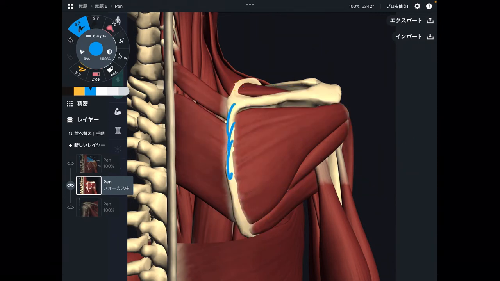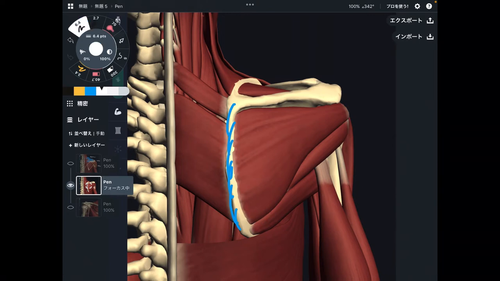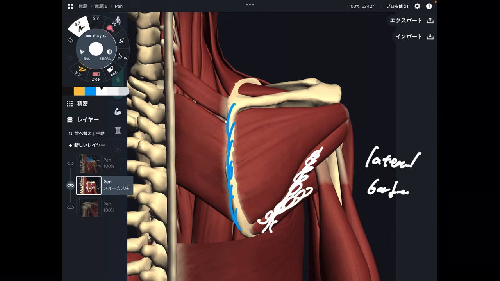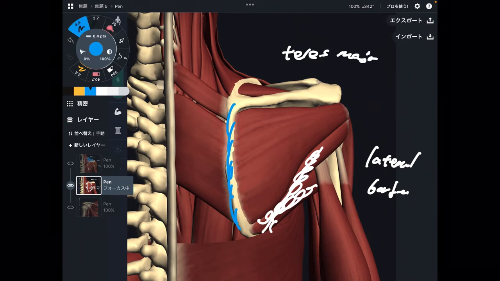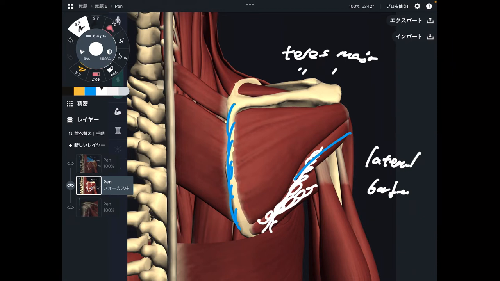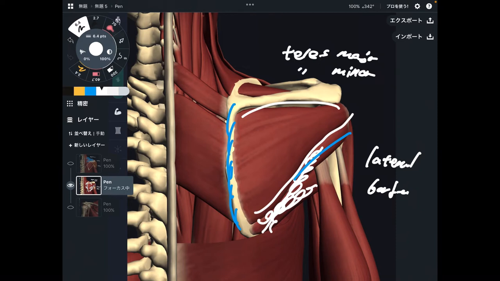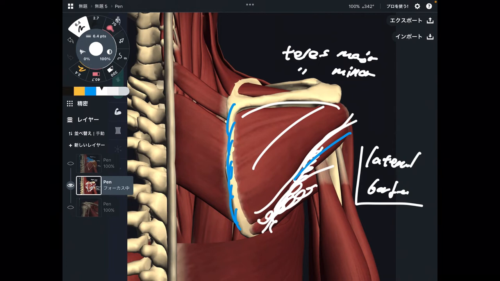I was talking about the medial border, and there is the lateral border. It's about here. See, many muscles are around the lateral border. What kind of muscles are there? It's like this one. This is teres major. This one is teres minor. And around the lateral border, there's of course the infraspinatus. Infraspinatus doesn't attach to the lateral border, however, it's pretty close to it. That makes sense.